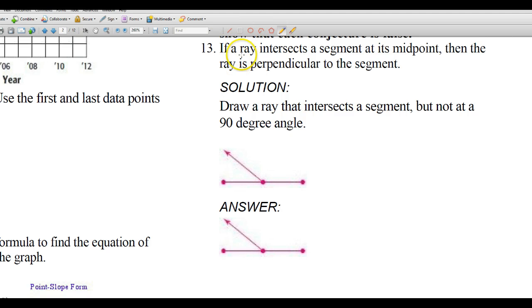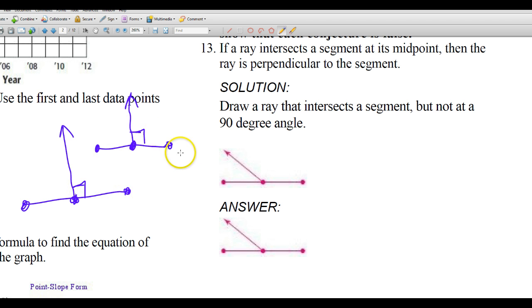So it says here, if a ray intersects a segment at its midpoint, then the ray is perpendicular to the segment. So, you could have a segment like this, and the midpoint and a ray intersecting it, and it is perpendicular. Then you can have another segment. Here's another case, and at the midpoint, it's intersecting, and once again, it ends up being perpendicular. So, you can have a million different segments where this is true, where it is perpendicular to the segment.